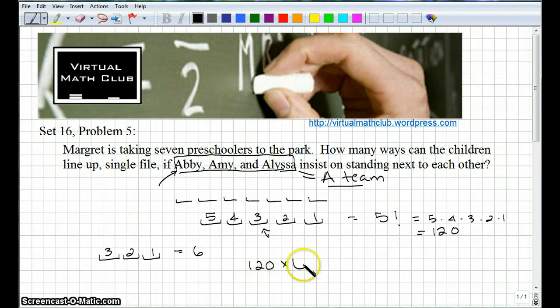120 times 6, which is equal to 720 ways of arranging all 7 kids, with the restriction that Abby, Amy, and Alyssa have to stand together. Okay? They don't have to stand together in any particular order, but they have to stand together. Okay? And there's 6 ways that they can arrange themselves, and then 120 ways that we can arrange that A team with the rest of the 4 kids. Okay, so our answer is 720.